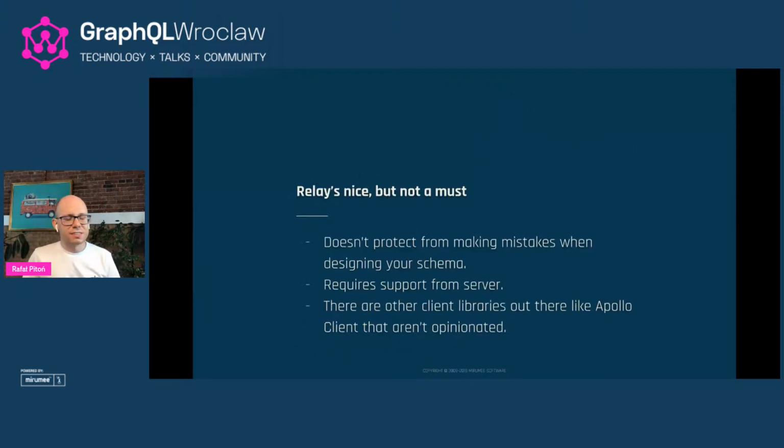So Relay is not a silver bullet. For example, it tells you how to design the schema, but only some parts of it. It doesn't care about the rest. So you're still capable of making mistakes in the design. Also, because it's a specification, your GraphQL server needs to speak it. This means extra libraries on the server and extra developer work.